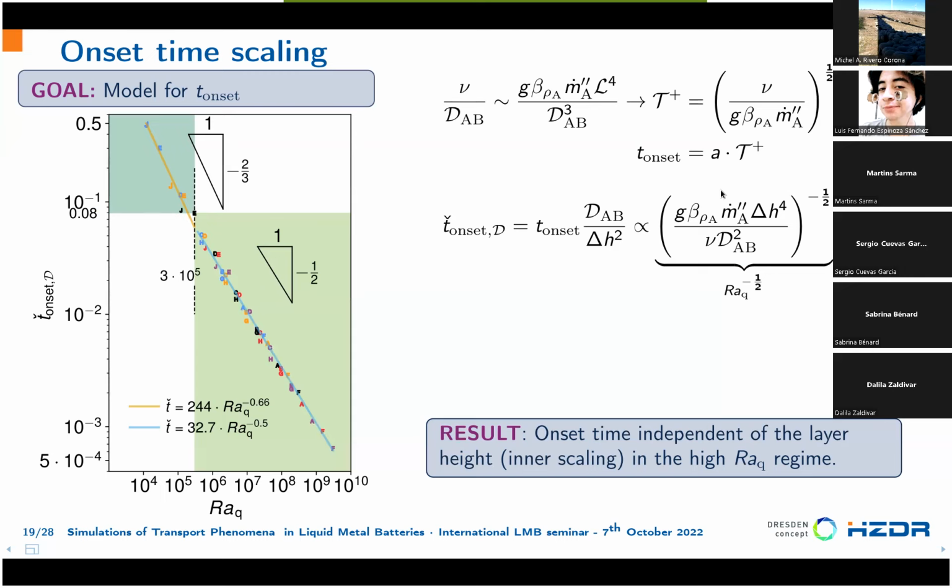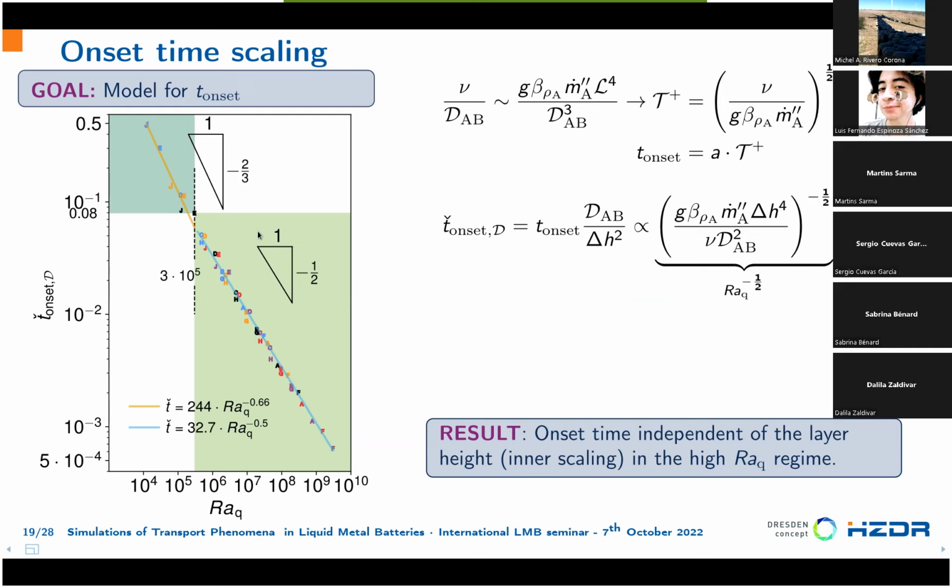At low Rayleigh number, we have this phenomenon that convection starts from the full layer. So we have a different exponent, and we also can see the difference between the high and low Rayleigh number regime by this line at 0.08. This is the dimensionless onset time as rescaled with the diffusion time scale. And this 0.08 is what we saw a few slides before.